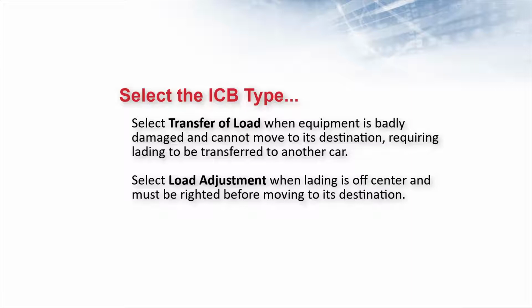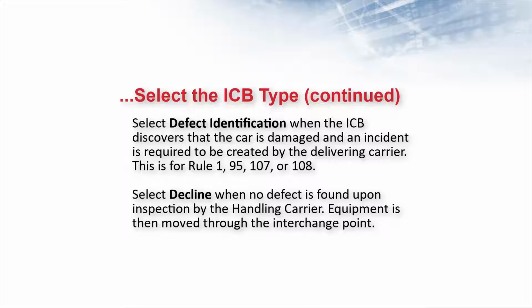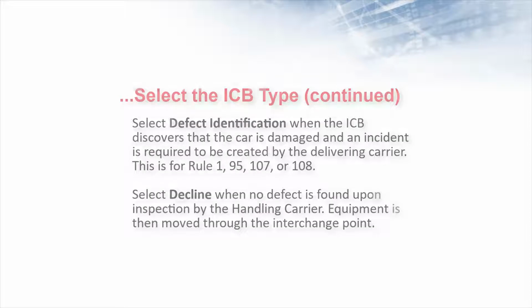Select Load Adjustment when lading is off-center and must be righted before moving to its destination. Select Defect Identification when the ICB discovers that the car is damaged and an incident is required to be created by the delivering carrier. This is for Rule 1, 95, 107, or 108. Select Decline when no defect is found upon inspection by the handling carrier. Equipment is then moved through the interchange point. For this example, we'll keep the default, Transfer of Load.